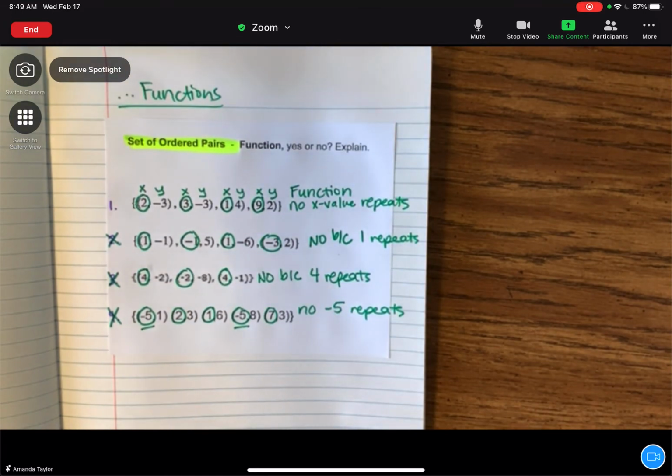So if it ever says explain your reasoning, take your AirPods, take your headphones out. All you have to look at is the X value. So if it says justify your answer or explain your reasoning, you just say no, it's not a function, and then just say what X value repeats.